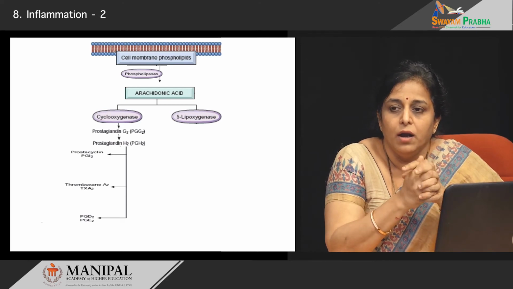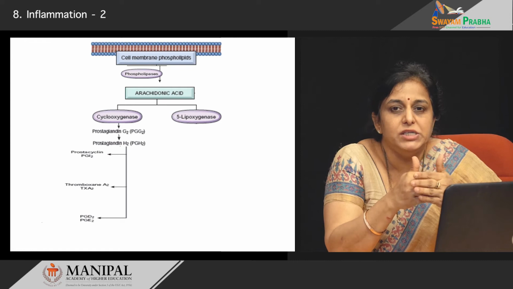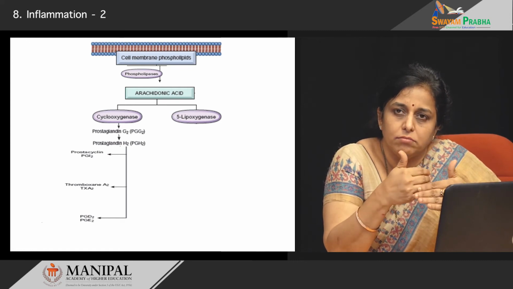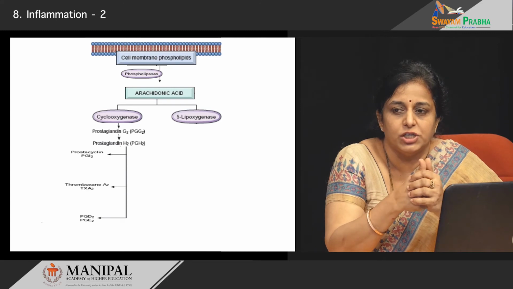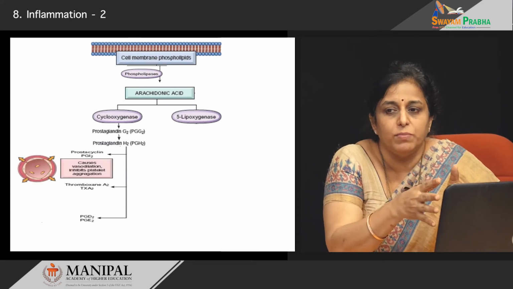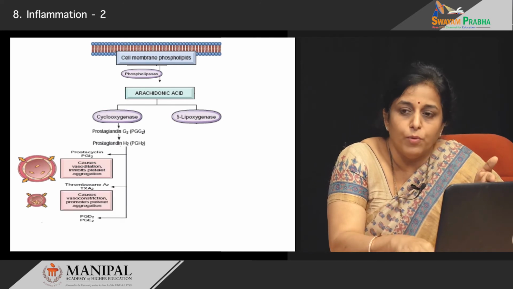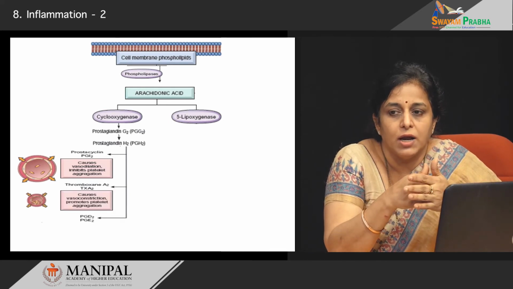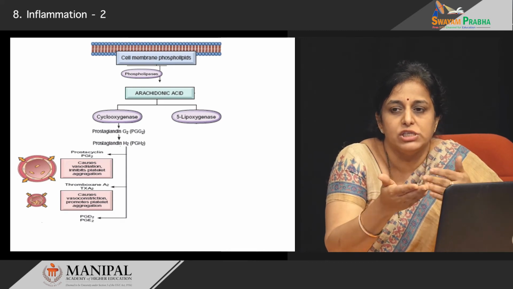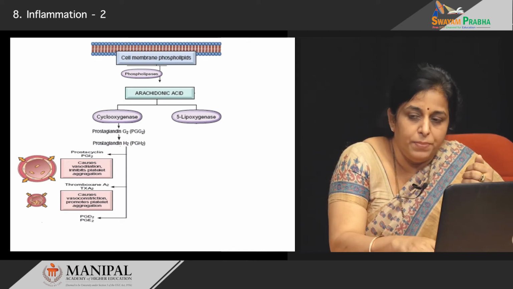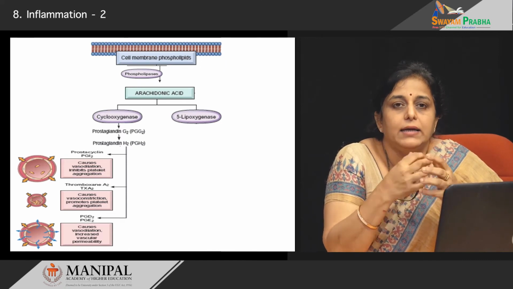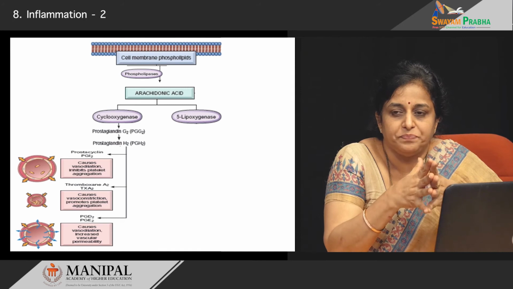So, this is the pathway for the cyclooxygenase route. Now, prostacyclin PGI2 and thromboxane A2 have very opposing effects on each other. While prostacyclin causes vasodilatation and inhibits platelet aggregation, thromboxane leads to vasoconstriction and promotes platelet aggregation. So, they have exactly opposite actions. Now, PGD2 and E2 result in vasodilatation and increase vascular permeability.